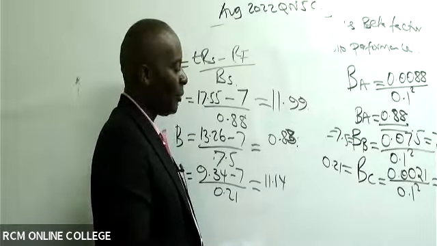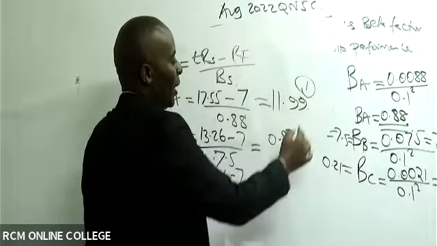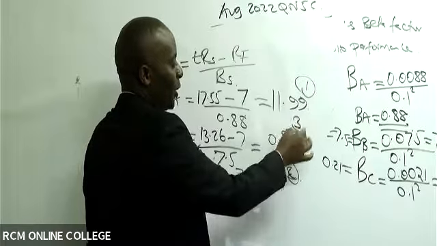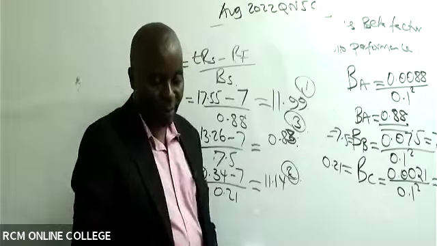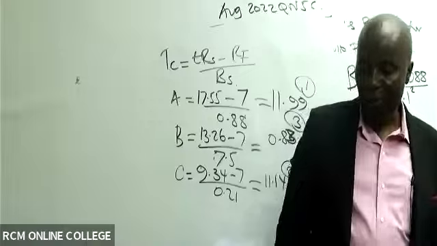Please go ahead and rank them. The higher the Treynor ratio, the better, right? So which one takes number 1? This takes number 1. This will take position 2. This will take position number 3.